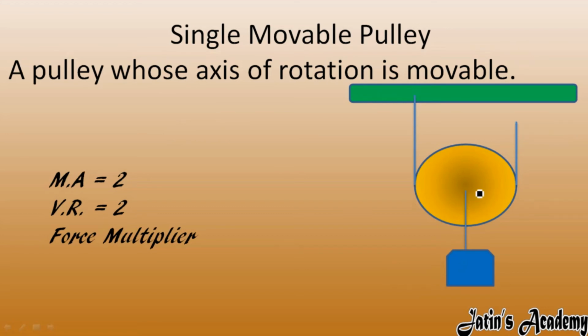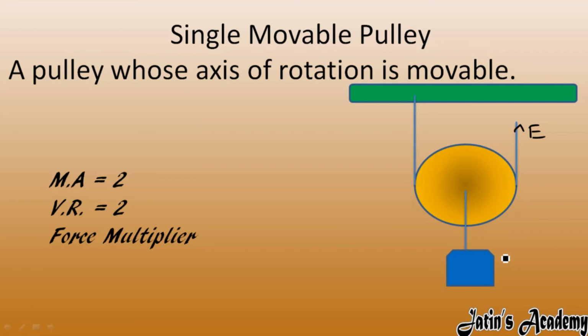But there is one problem with this pulley. Can you tell me which problem it is? The problem is that here we have to apply the effort in the upward direction. Is the upward direction convenient for us or inconvenient for us? Applying a force in the upward direction is inconvenient for us. So this single movable pulley is inconvenient for a human.